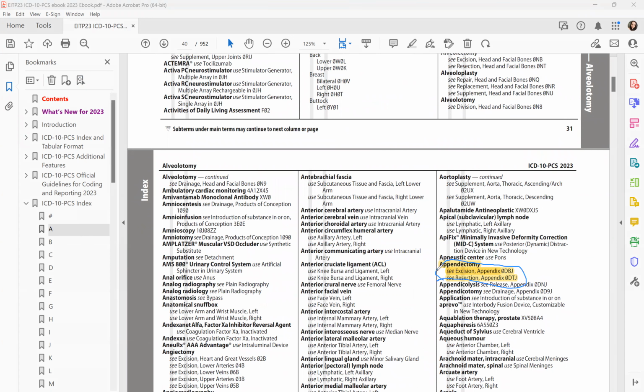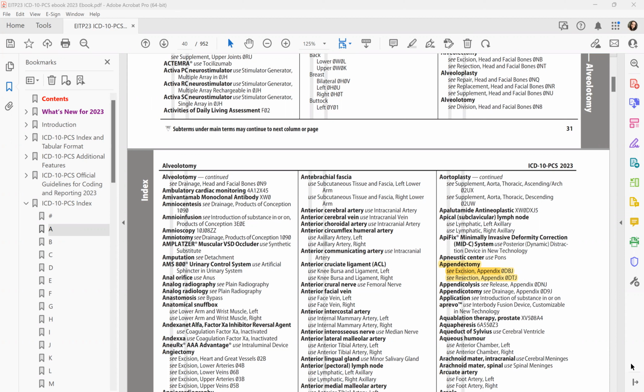You need to know the difference between what is an excision and what is a resection, right? Note that there are also three characters in either of these, 0DBJ and 0DTJ. So you have to understand the difference between an excision, which is cutting off a part of something, versus a resection, where the entire thing is being removed. And sometimes this isn't immediately identifiable.